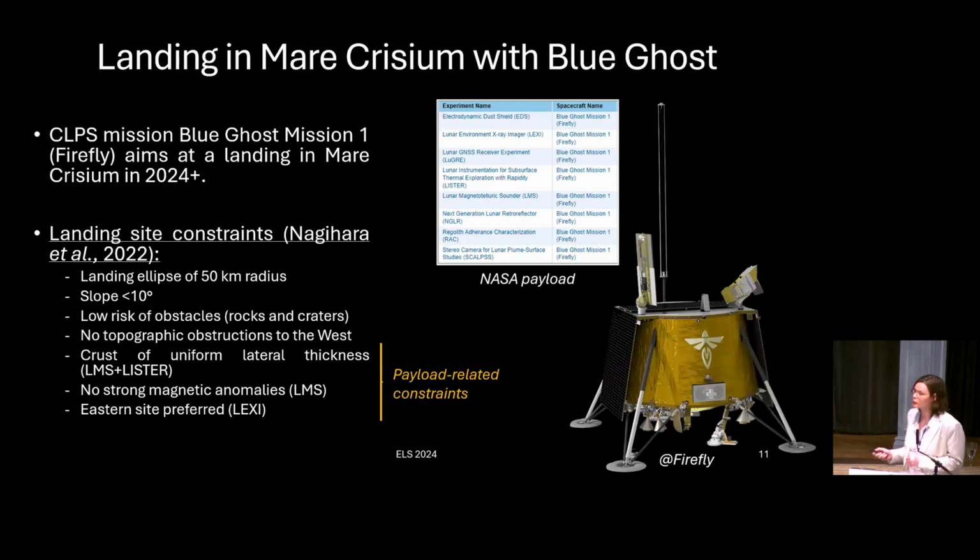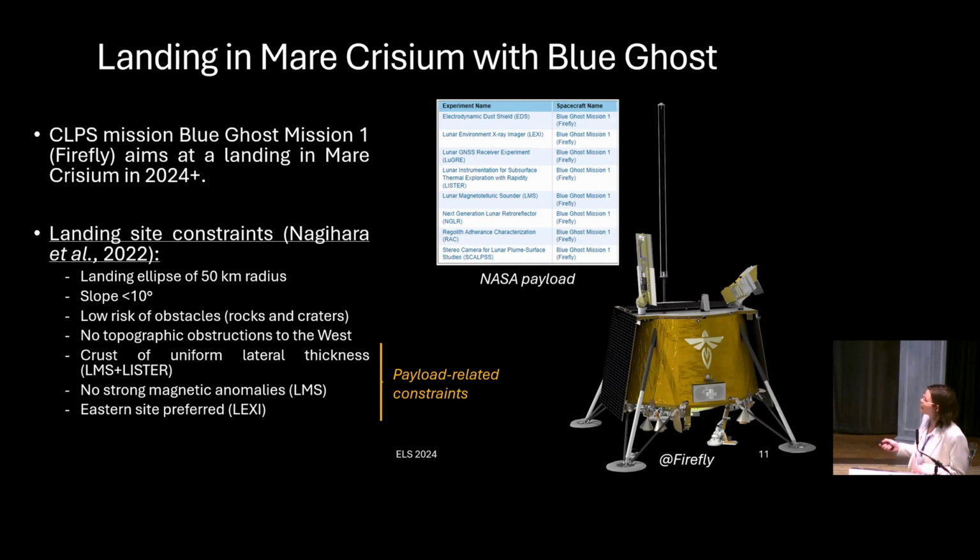Okay. So the reason why we wanted to go back to Mare Crisium is that there is a growing interest in it, because the Blue Ghost Mission 1 aims at landing in Mare Crisium. I put 2024 plus because the launch should be in November of this year, but I'm not sure of the path that they will take, so I'm not sure when it will arrive.